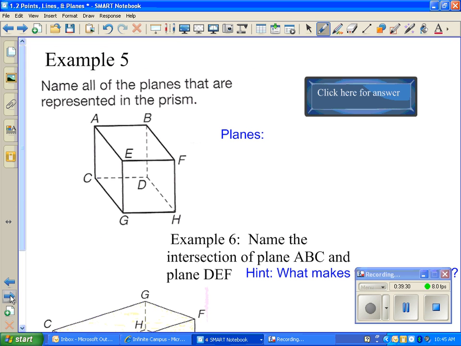All right. Here's another. Now remember, when we start dealing with 3D objects and you're looking at them in your books, they're going to be a little harder to see. So be aware of that. There's my cube. We're naming all the planes that are represented in the prism. Now when I name a plane, I have to have what word? Plane. Now remember, if you have more than one, you can write planes out and then put commas between them, and I will take it. Now how many letters do you name a plane by? 3. There's 4 though in this plane. Do we care? No. I just need 3 of them.